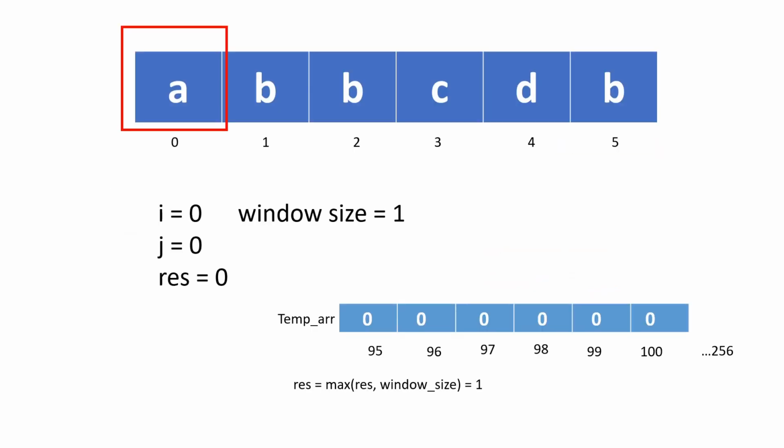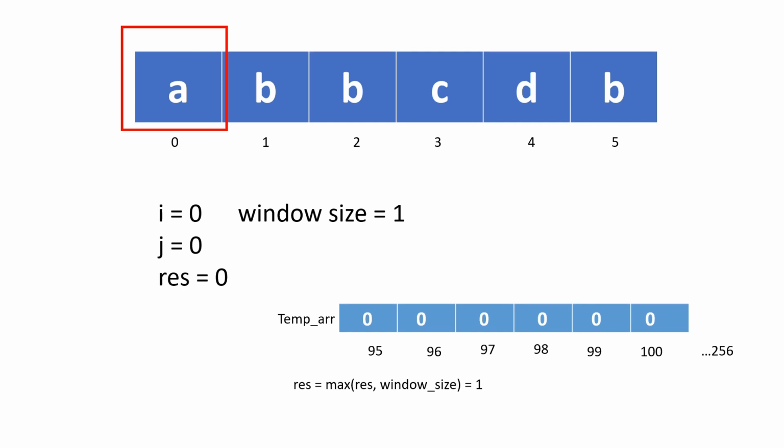Suppose we have this string and we initialize our i and j to 0. These are the two pointers which maintain the window size, and also we have the result equal to 0, which gives the final output for this use case. Now we start from the index j, that is 0.